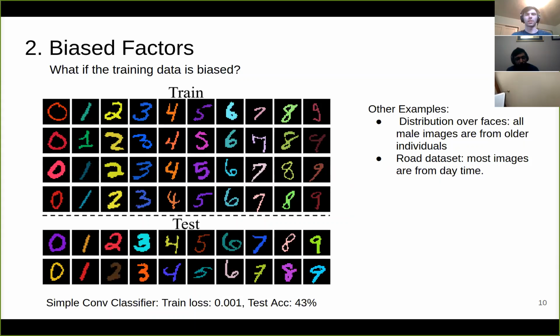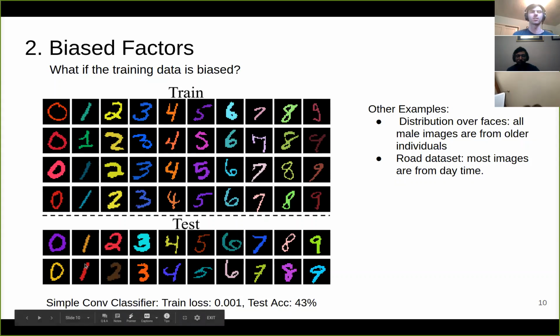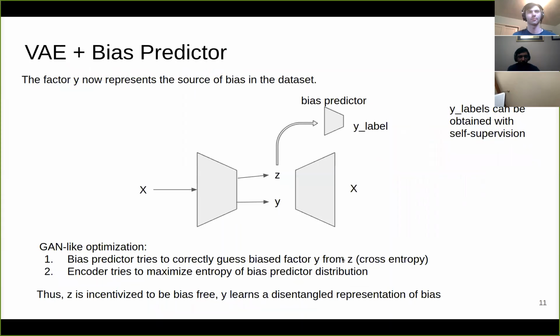So now we move on to the second component of our project, which is dealing with biased factors. So for example, what if the training data that we use to train our generative model is biased? Here's an example of that. We have an MNIST data set where every single digit is colored according to a specific color. But the test data set has randomized colorization. This means that when you train a simple classifier on the training data set, your test accuracy will be very low as it learns to just associate the color with each digit.